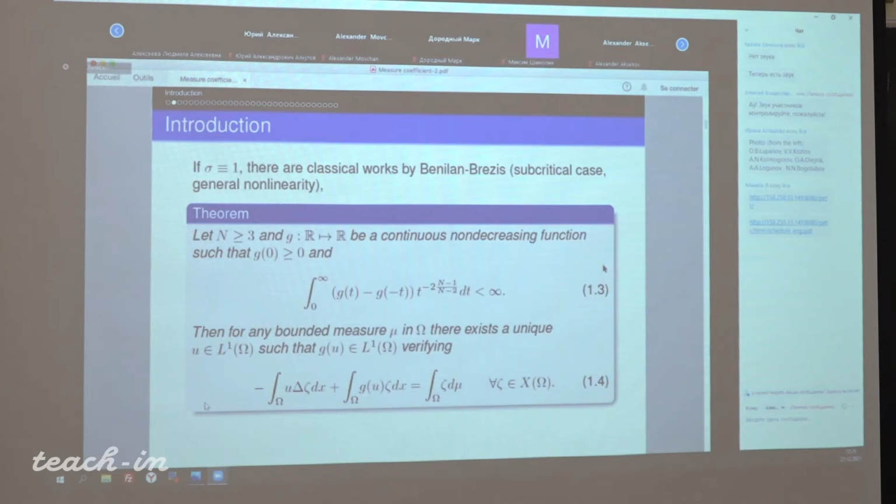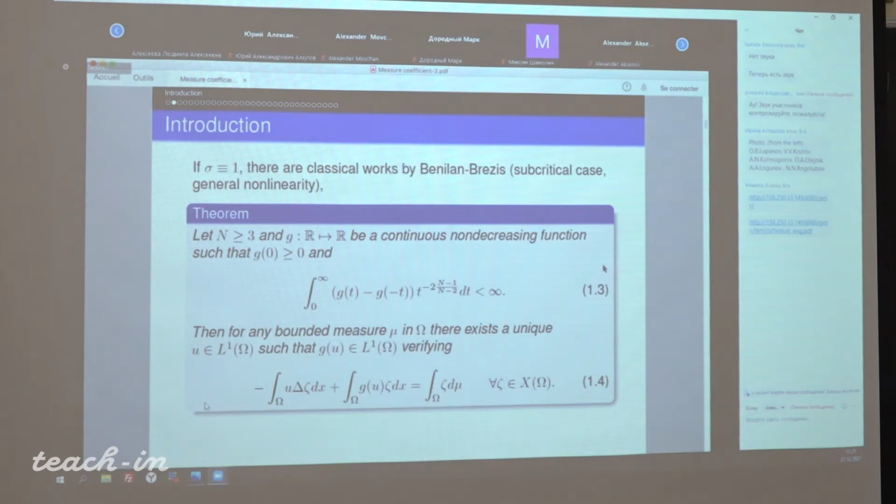It may look a little strange and complicated, and it should be the integral between 1 and infinity, not 0, because there is a singularity at 0, sorry for that. Then, if you take any bounded measure mu in Omega, there exists a unique very weak solution. That means a function with G of u in L1, such that minus the integral of u Laplacian of zeta plus the integral of G of u zeta is the integral of zeta d mu for all zeta in the test space. This is the result.